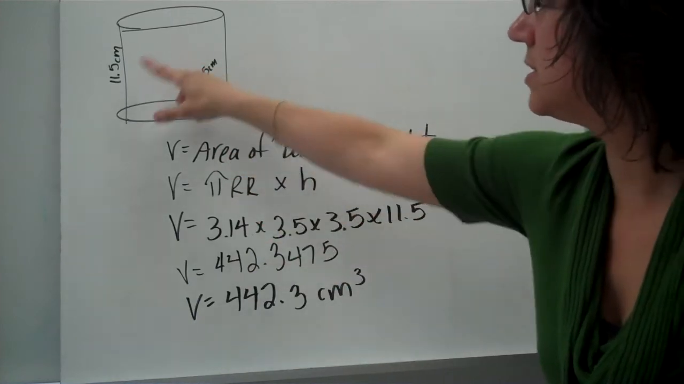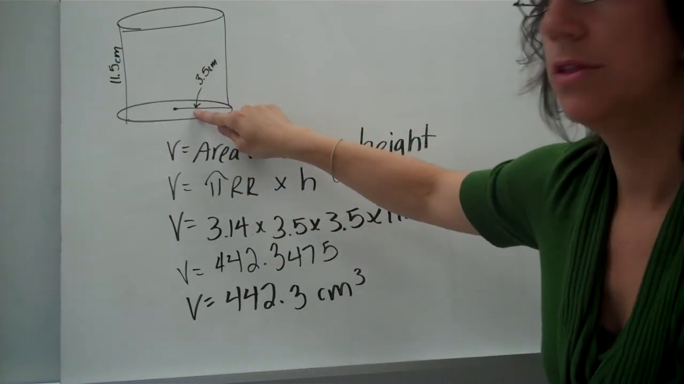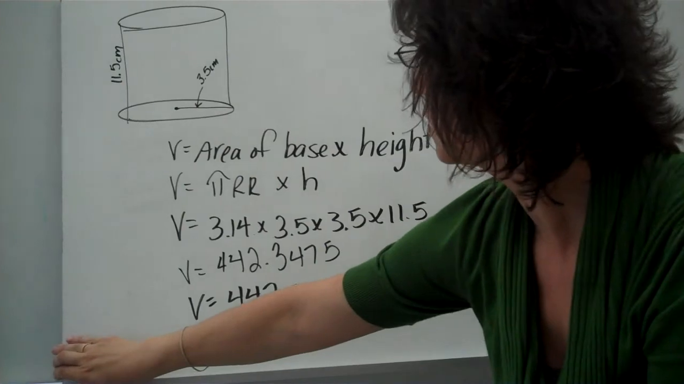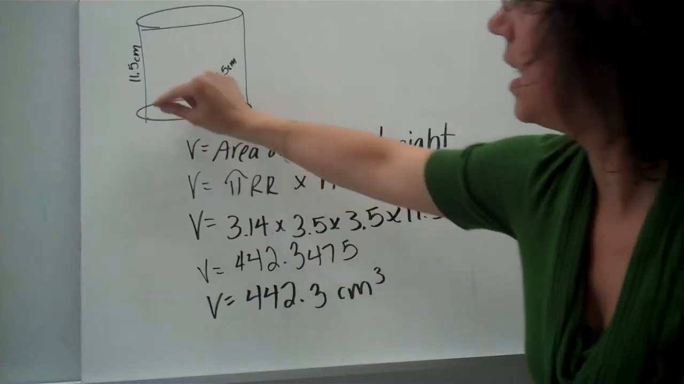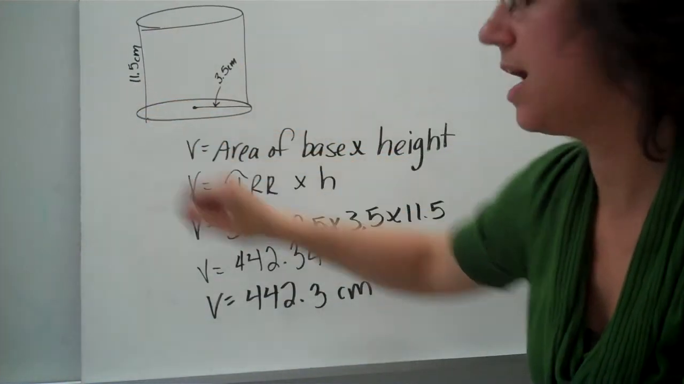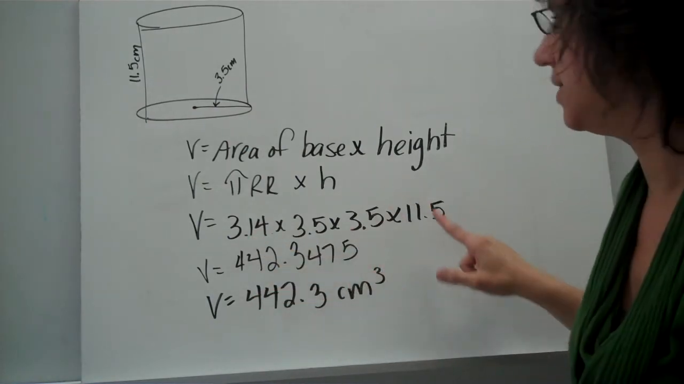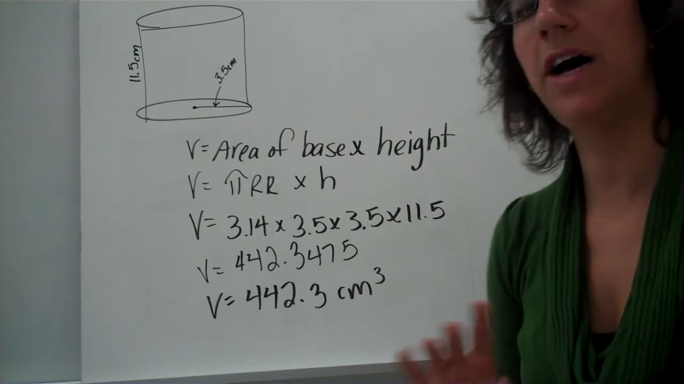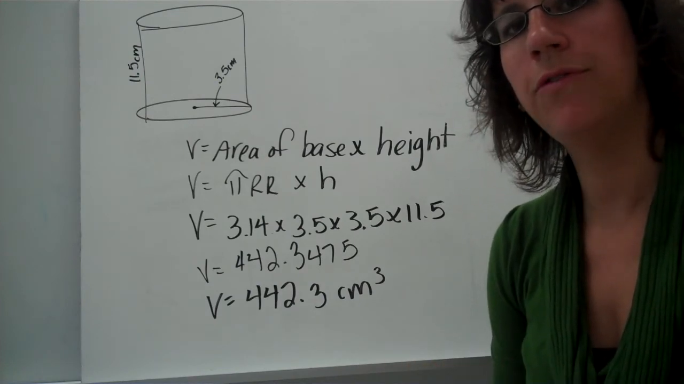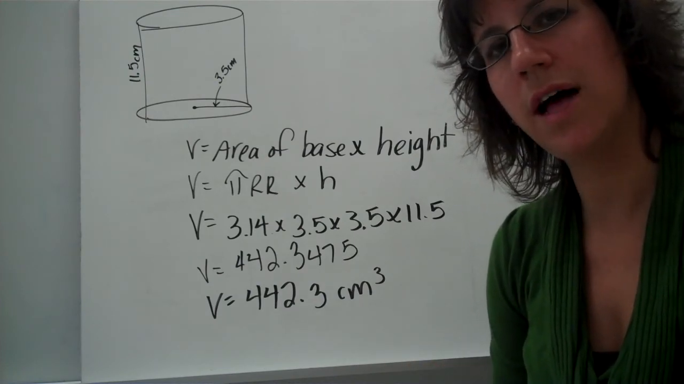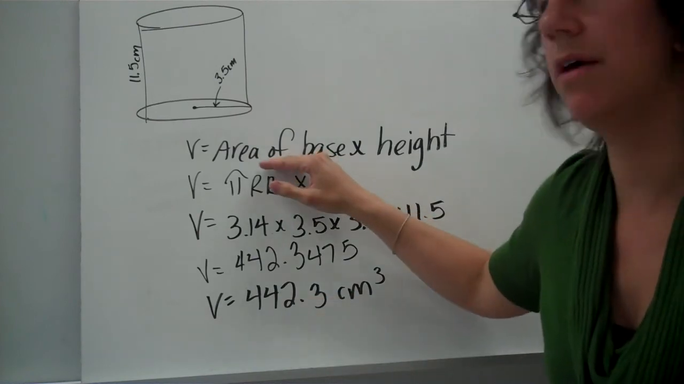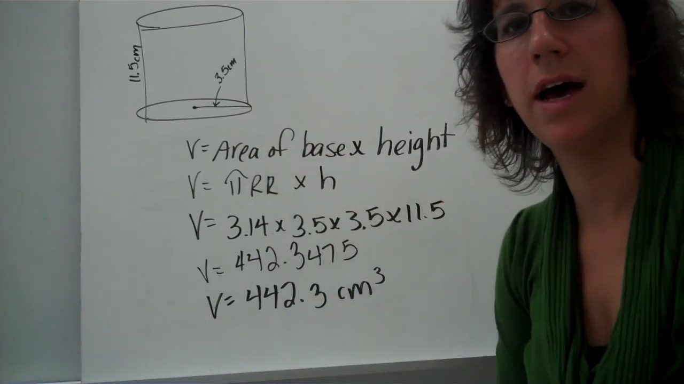Height. So in this case, I've got the radius is 3.5. Can you see that? 3.5. And how tall is it? 11.5. So I'm going to do pi times the radius again, and then times that by the height. Volume is pretty straightforward. Hopefully you'll be able to be very successful in the classroom as long as you remember you're doing the area of the base and timesing it by the height.